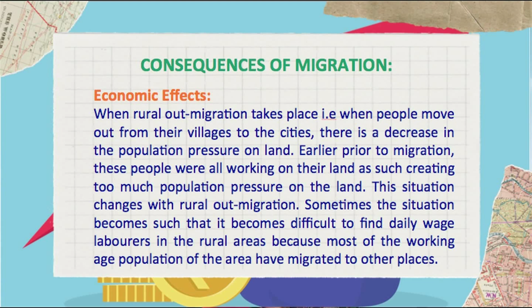When rural out-migration takes place, that is when people move out from villages to the cities, there is a decrease in population pressure on land. Earlier, prior to migration, these people were all working on their land and as such creating much population pressure on the land. This situation has changed with rural out-migration. Sometimes it also becomes difficult to find daily wage laborers in rural areas today because most of the working age population of that area have migrated to other places.